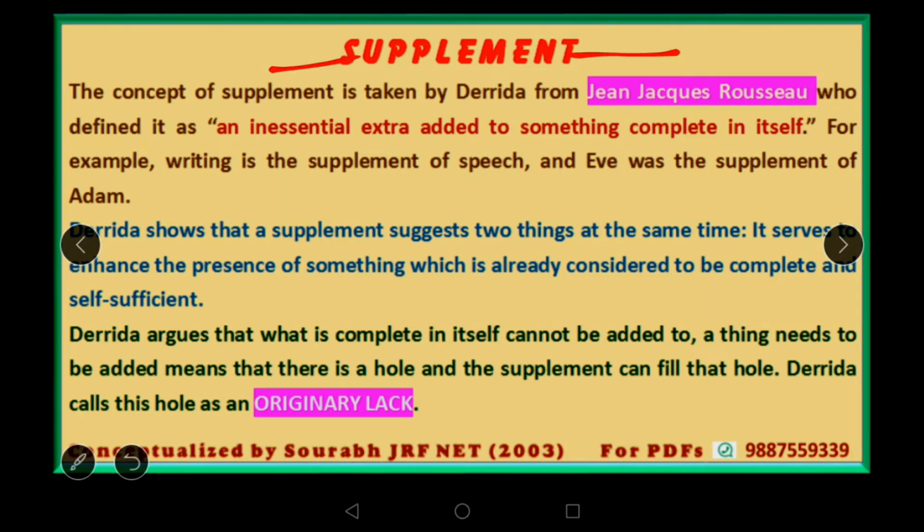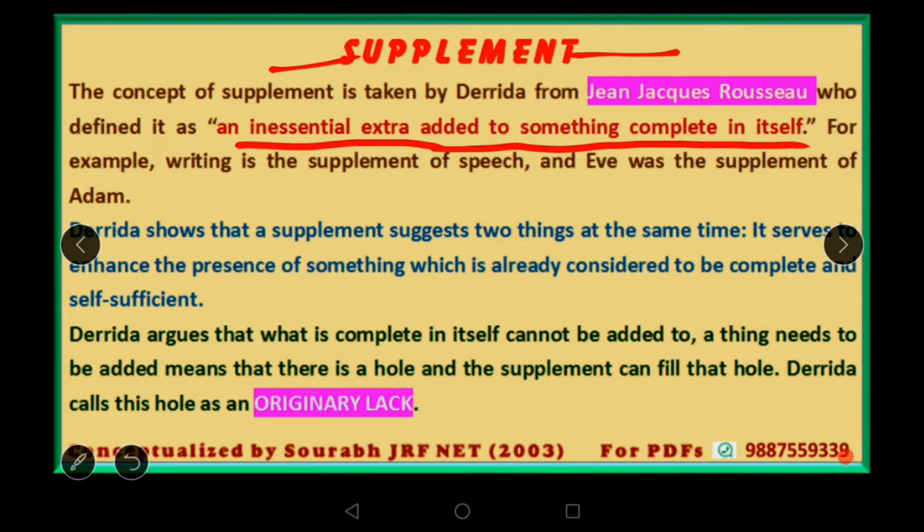The concept of the supplement is taken by Derrida from Rousseau, who defined it as an inessential extra added to something complete in itself. Now, if you remember the famous preface to Lyrical Ballads, and thereafter in Biographia Literaria, there is a discussion on the role of meter in the pleasure of poetry, and both poets present their opinion. One considers meter to be an essential part of poetry, while the other poet considers it as just a mere superadded pleasure. Similarly, Rousseau says, what is supplement?